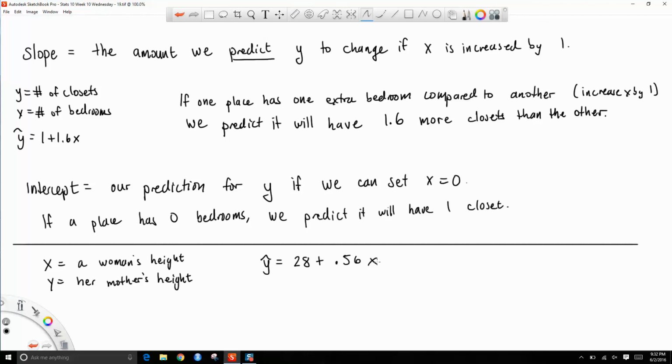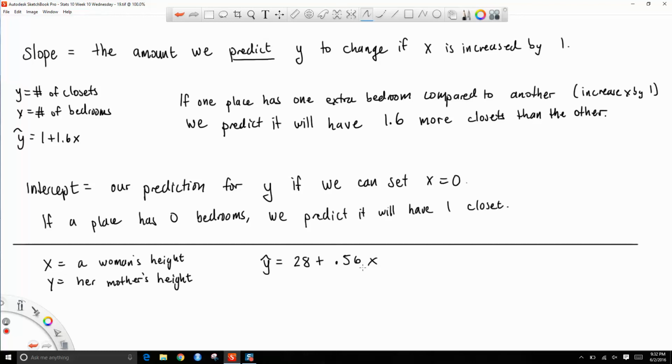All right, so anyway, according to this, if we had one woman who is 1 inch taller compared to another, we would predict her mother to be 0.56 inches taller than the other mother.